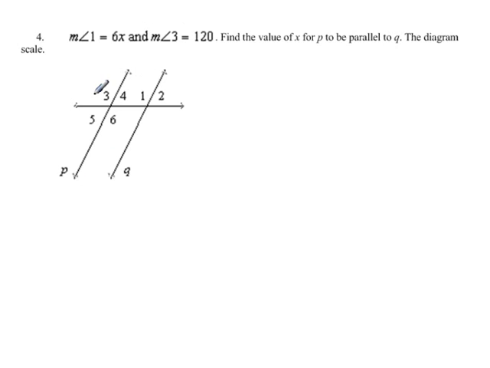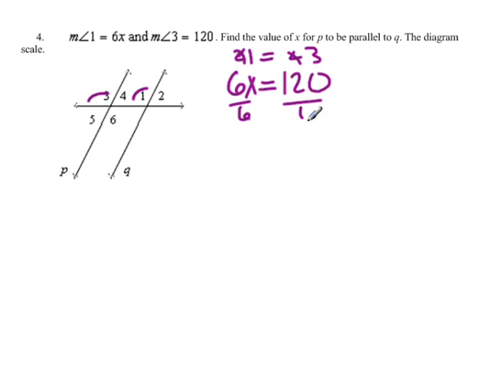Well, remember we treat it just like they were parallel. 1 and 3 in this case are corresponding. If lines are parallel, corresponding angles are going to be congruent. So 6x would have to equal 120. That's angle 1 is equal to angle 3. That's the way we're treating it. So therefore, if we divide, x is equal to 20. Treat it just like they are parallel in order to solve for x.